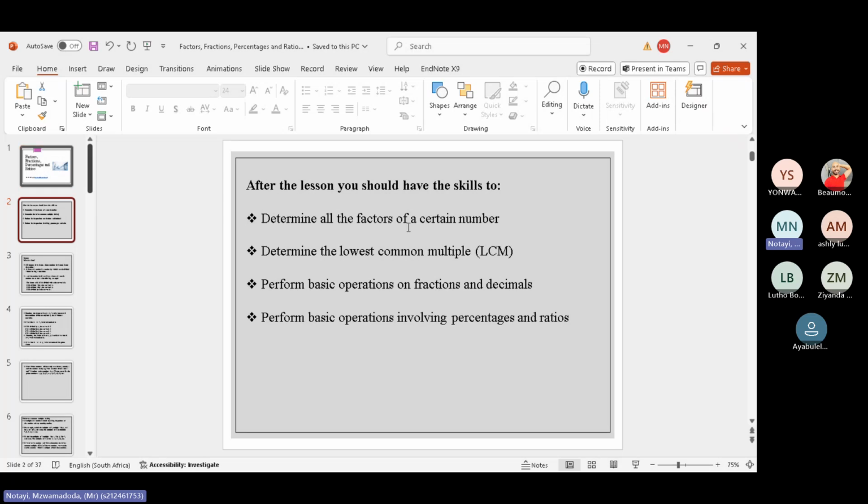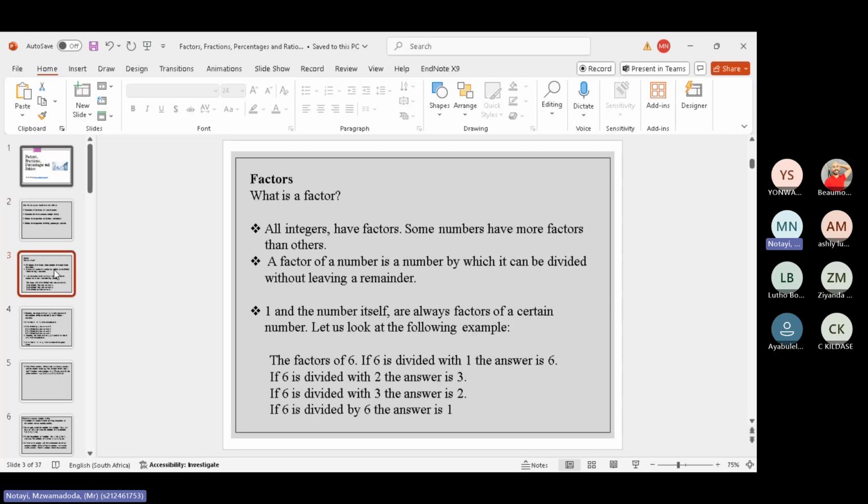After the lesson, you should have the skill to determine all the factors of a certain number. You should determine the lowest common multiple or the LCM. Should perform basic operations on fractions and decimals. The last one, I don't think we're going to get to it. That is performing the basic operations involving percentages and ratios. The first thing that we're looking at is finding the multiples or the factors of the numbers.